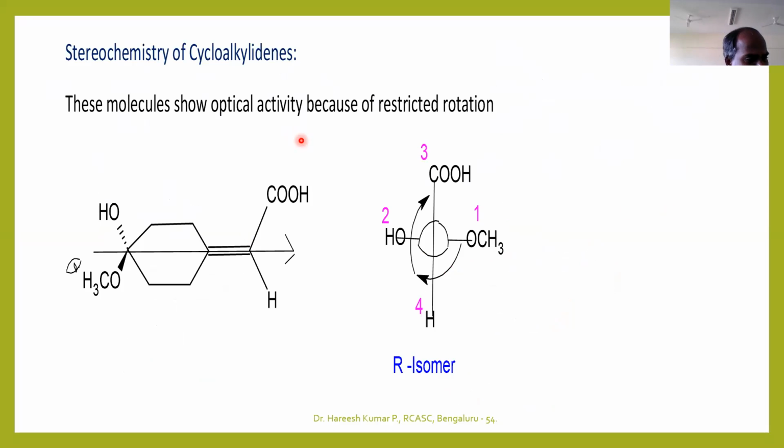Okay, then a similar kind. Similarly, you can also have cycloalkylidenes. This kind of alkylidene means a double bond. So these also exhibit optical activity because of the chiral axis. You can observe that, don't worry, and these exhibit optical activity because of the restricted rotation. So here there is a restricted rotation.